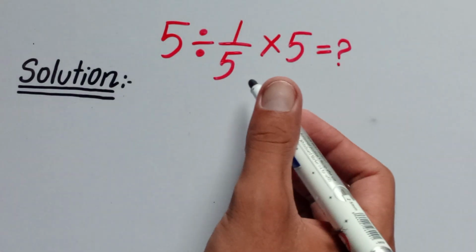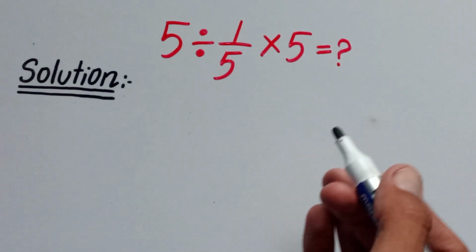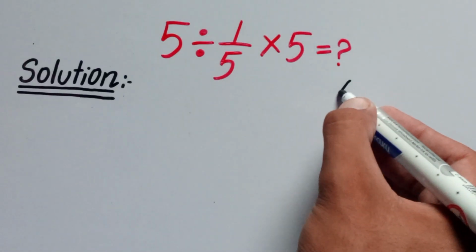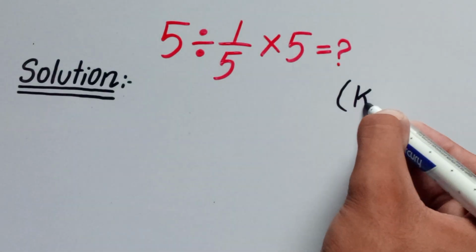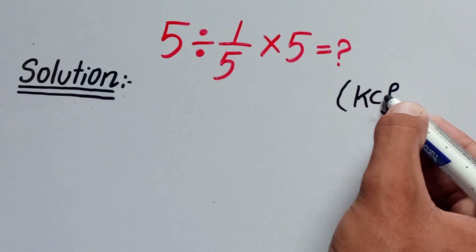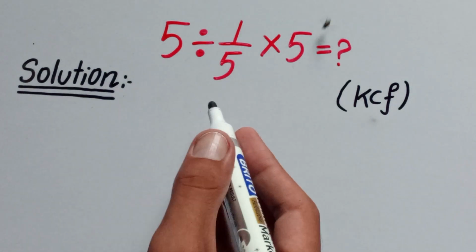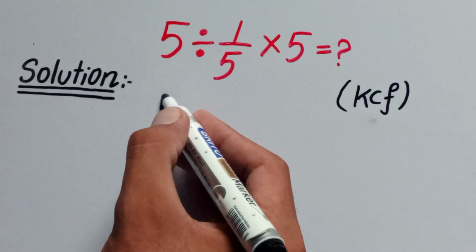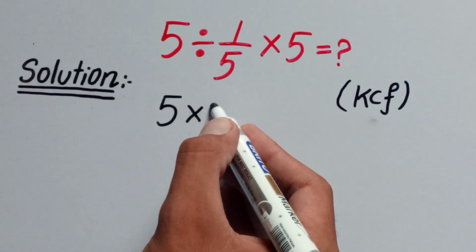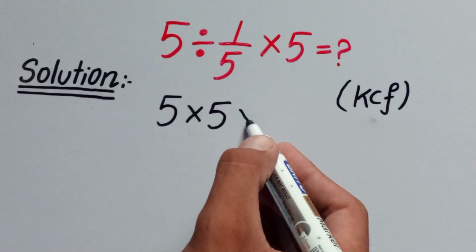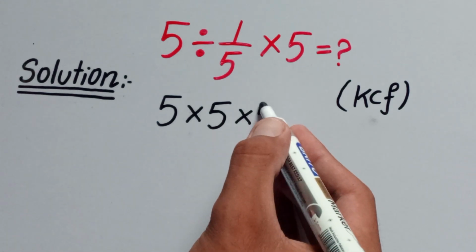So firstly, 5 divided by 1 upon 5 times 5. We can learn about KCF, where K stands for keep, C stands for change, F stands for flip. Okay guys, I can write this fraction as 5 times 5 times 5.